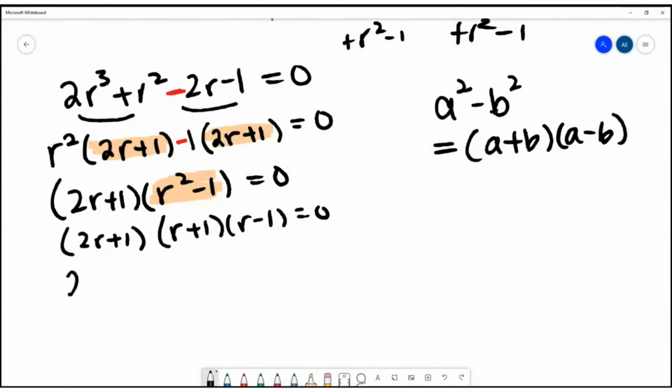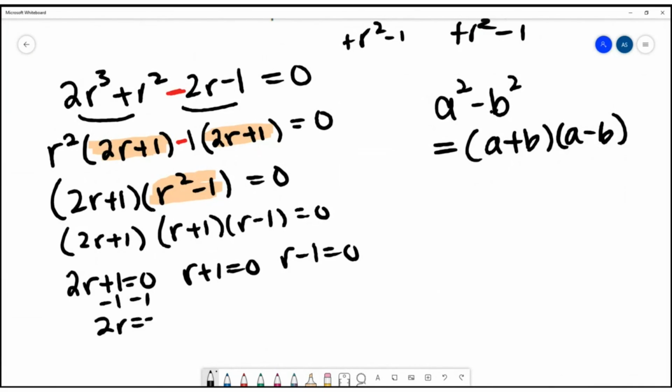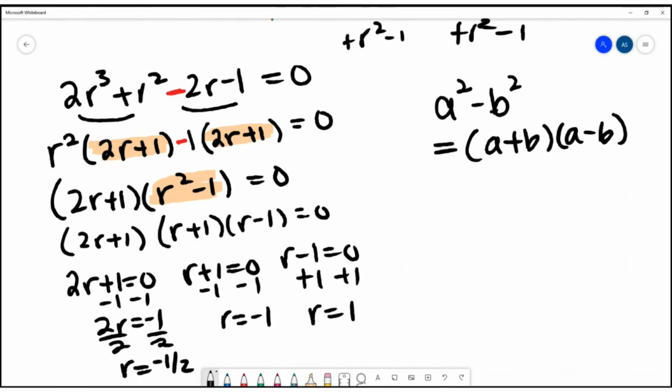We'll set each factor equal to 0. 2r plus 1 equals 0. R plus 1 equals 0. R minus 1 equals 0. We'll subtract 1. We get 2r equals negative 1. Divide by 2. R equals negative 1/2. Subtract 1. R equals negative 1. Add 1. R equals 1. So we got 3 solutions: negative 1/2, negative 1, and 1.